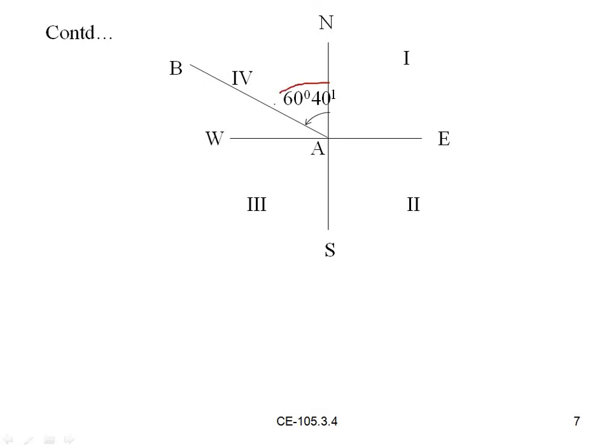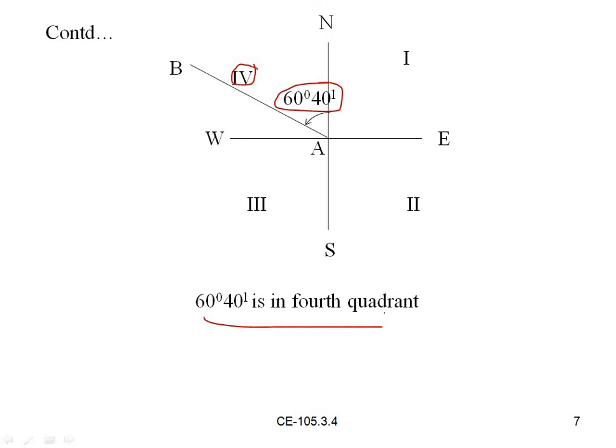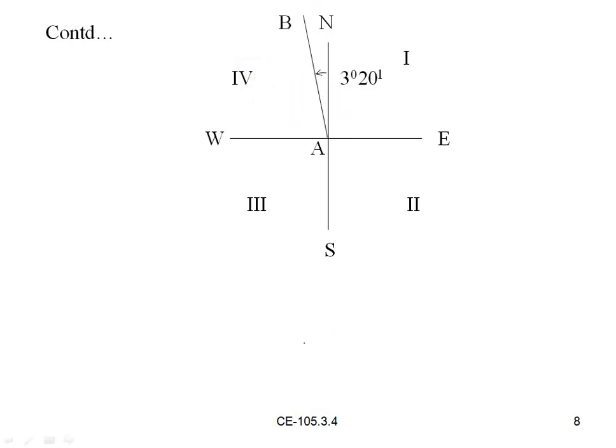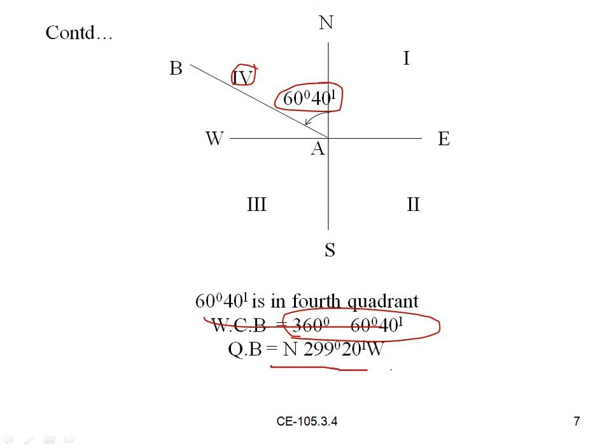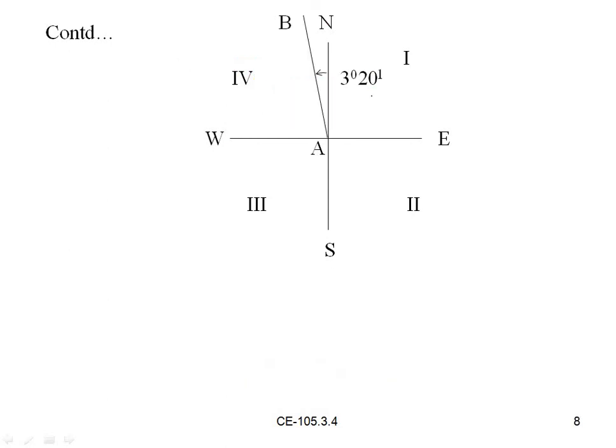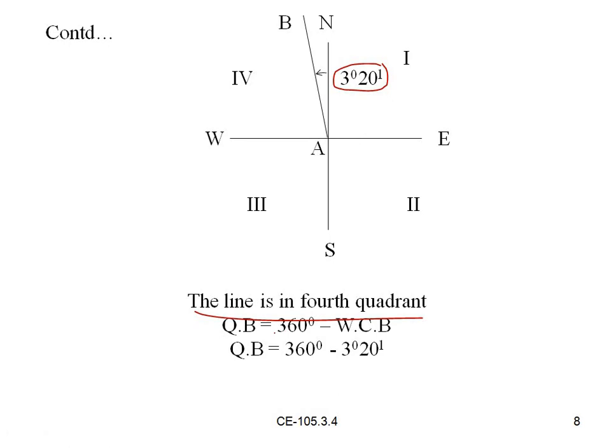So now it is 60 degrees 40 minutes. It is in fourth quadrant. Same as it is 360 degrees minus 60 degrees 40 minutes. We will get 299 degrees 20 minutes. Next is 3 degrees 20 minutes. It is in the fourth quadrant. So we have to do 360 degrees minus quadrantal bearing. Then we will get 356 degrees 40 minutes.